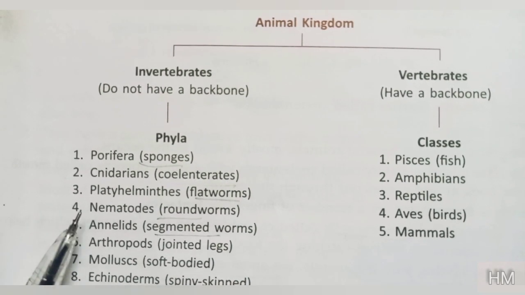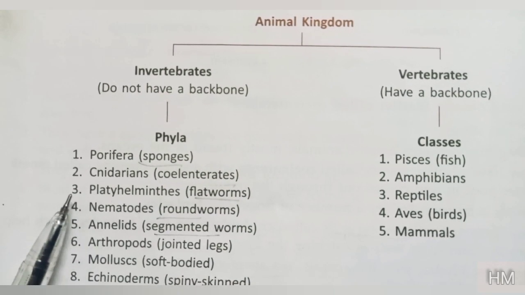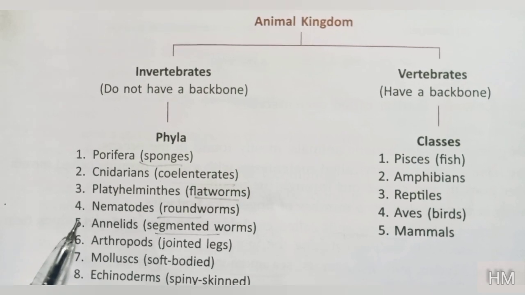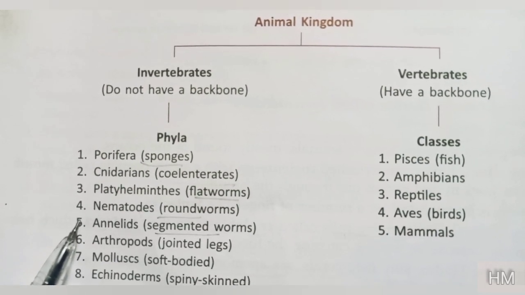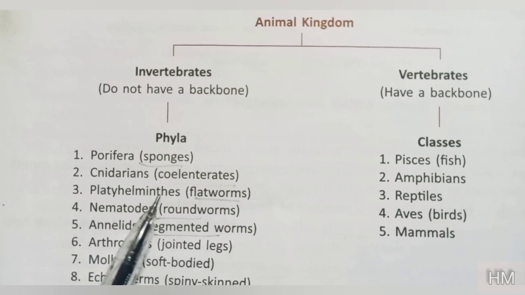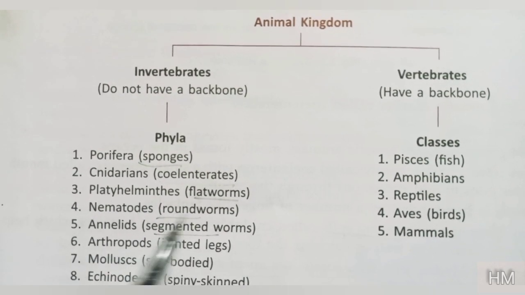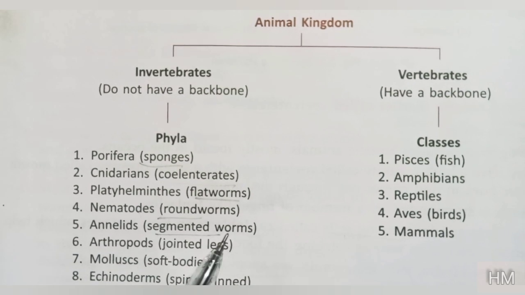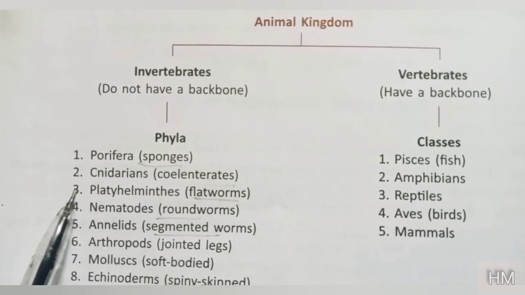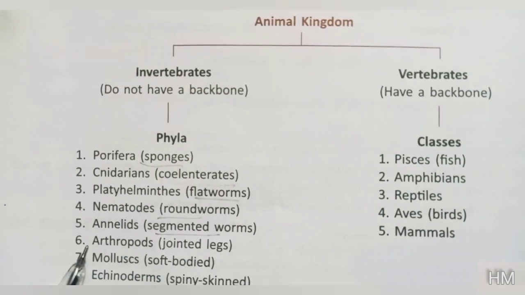So if you want to remember very easily, the easy way is to remember these 3 phyla together: Platyhelminthes contains flatworms, platy, flat. Nematodes, roundworms. Annelids, segmented worms. So these are your worm phyla. Now let's come to the next, the 6th one.